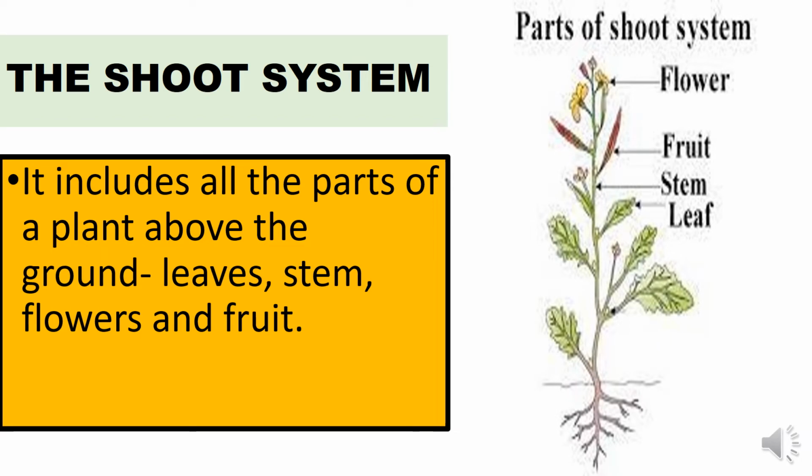The part which is above the soil is called the shoot system, which basically consists of the leaves and stem of a plant, the fruit of a plant and the flower of a plant. We will discuss each one of them separately with examples and pictures.